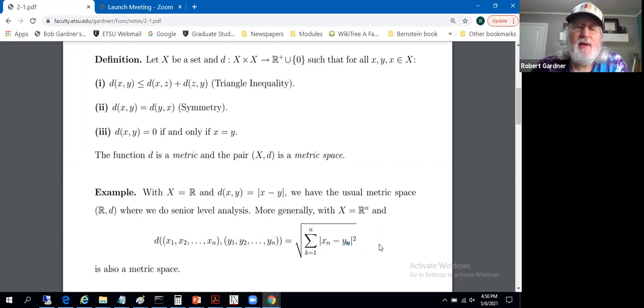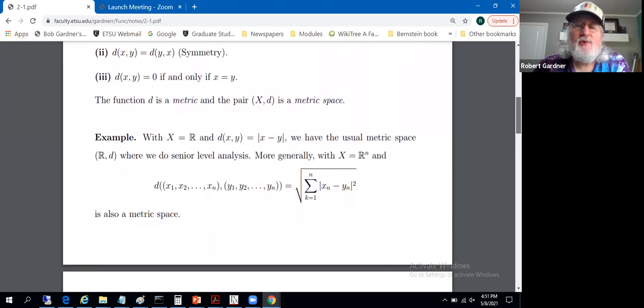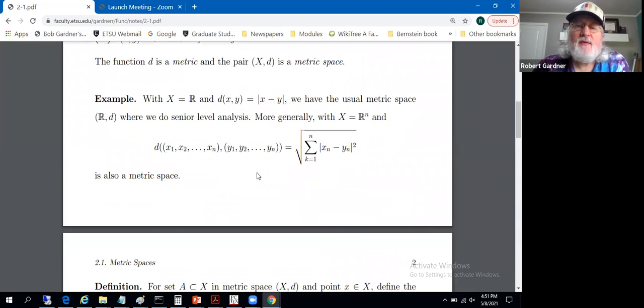Of course, the absolute value is not necessary. I kind of like that. I've got my reasons for putting the absolute values in there. Not so much for the real setting, but if we were to try to mimic this in the complex setting, we'd want that absolute value, that modulus, sitting there. But this is the usual, sometimes called the Euclidean metric, the Euclidean metric on Rn.